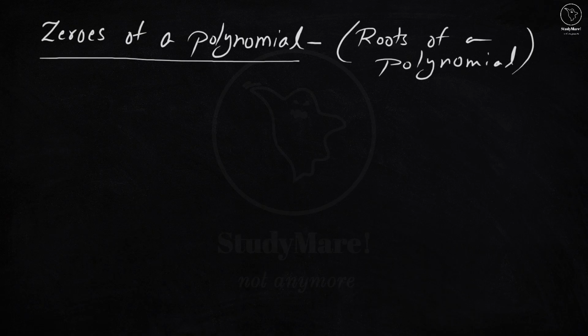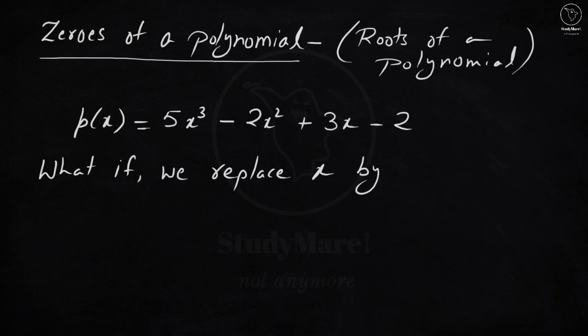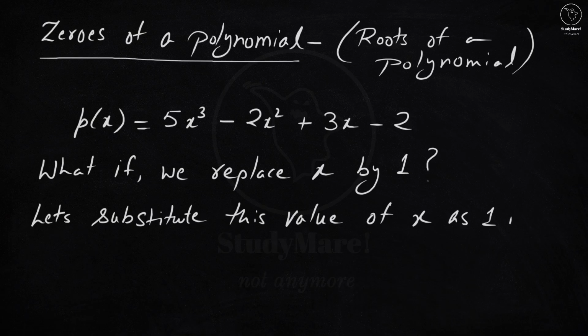Let us try to understand the concept with the help of some examples rather than cramming some boring definitions. So here comes a polynomial p(x) which is equal to 5x cube minus 2x square plus 3x minus 2. What if we replace x by 1? Let's substitute this value of x as 1 in p(x).